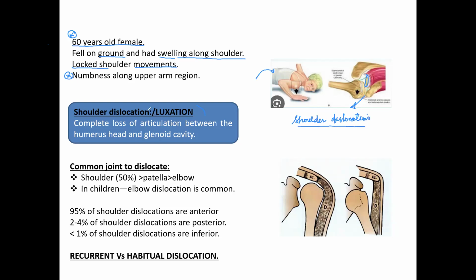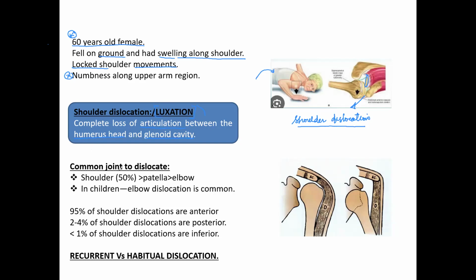Shoulder dislocation is otherwise called luxation. Subluxation is a partial dislocation, it's not complete, whereas luxation is complete dislocation. So how will you define dislocation? Complete loss of articulation, that is joint contact, between the head of the humerus and the glenoid cavity. If the patient has this complete loss of articulation between the humerus and the glenoid cavity, we call it shoulder dislocation.